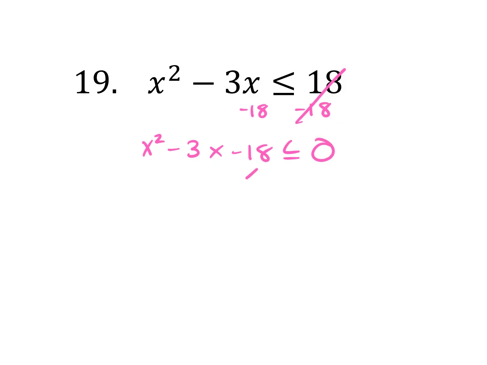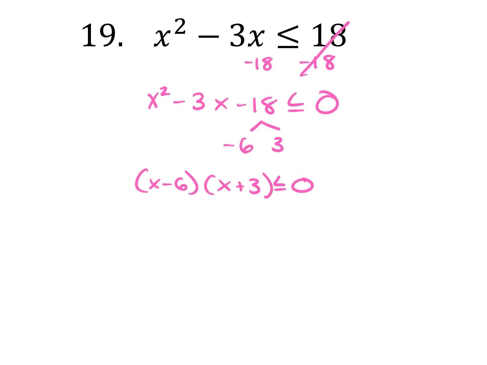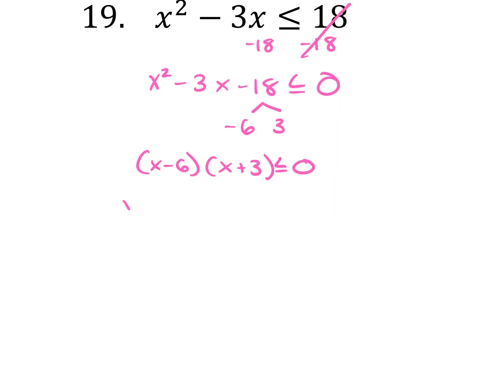From here, let's factor. What are two factors of negative 18 that add to negative 3? Negative 6 and positive 3. Perfect. So we have x minus 6 and x plus 3 is less than or equal to 0. So x minus 6 is less than or equal to 0, and x plus 3 is less than or equal to 0. So x is less than or equal to 6, and x is less than or equal to negative 3.